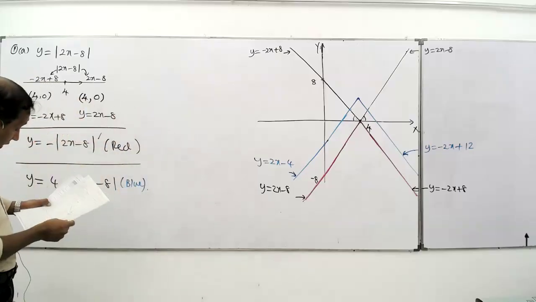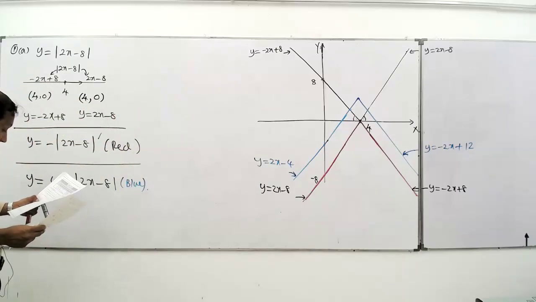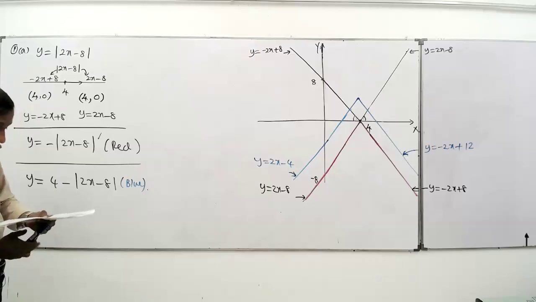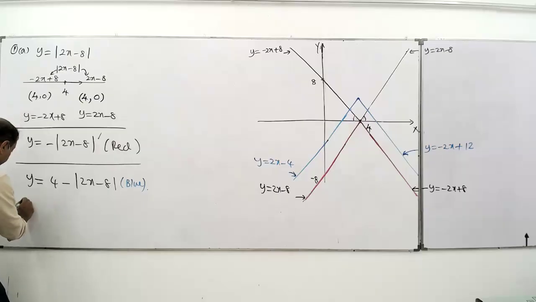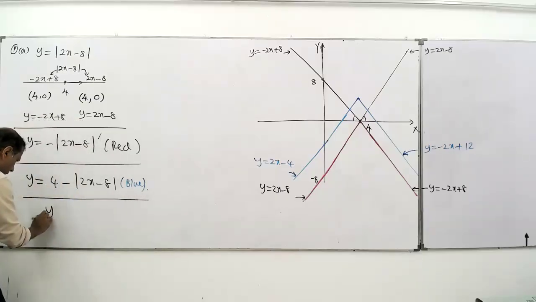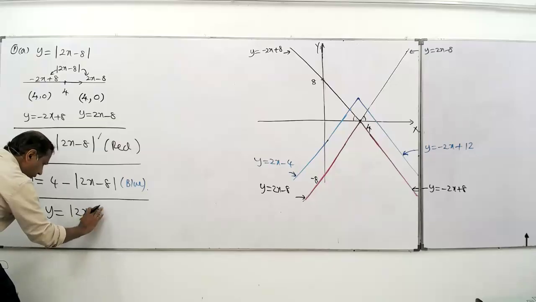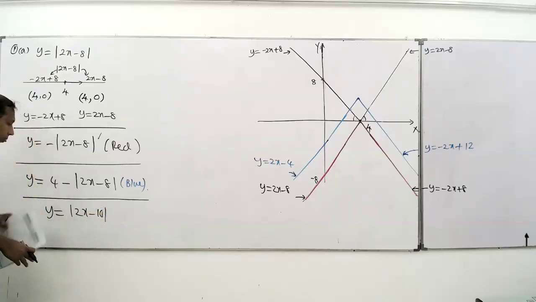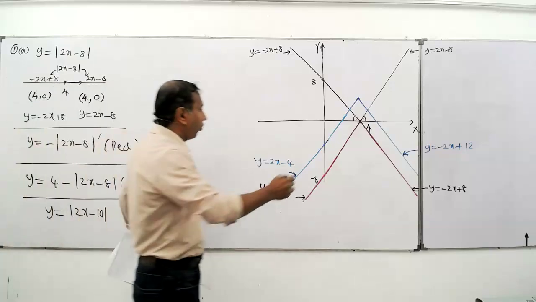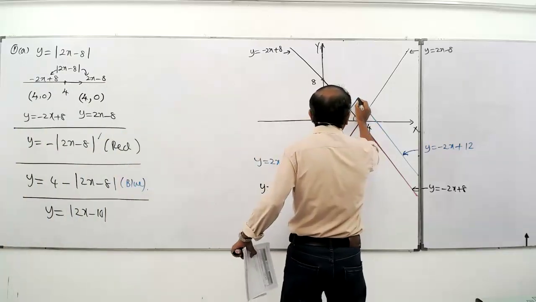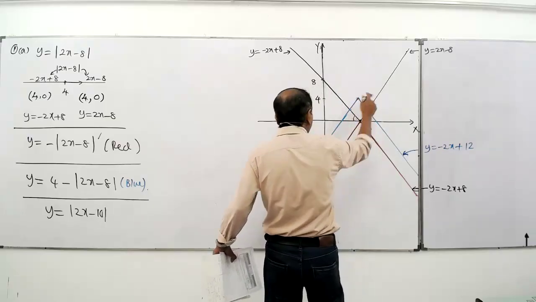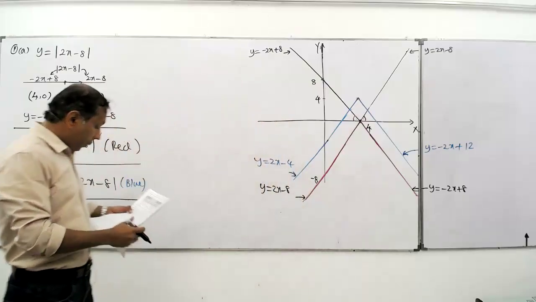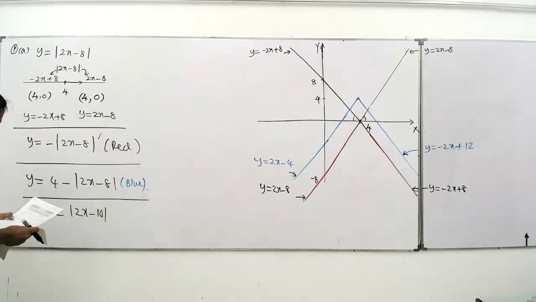The last graph is asking to draw y equals mod 2x minus 10, right? Y equals mod 2x minus 10. Okay, right. So when you sketch this, remember this point is 4, 4. This point is 4, 4. Right. The next one is asking to draw y equals mod 2x minus 10.